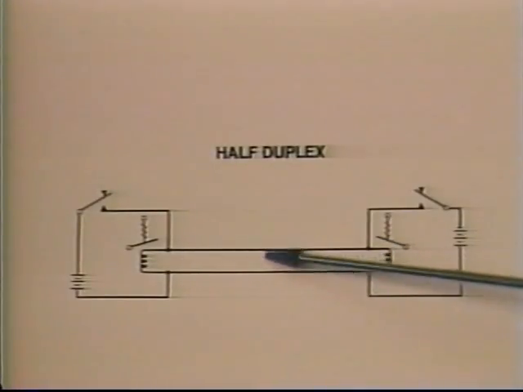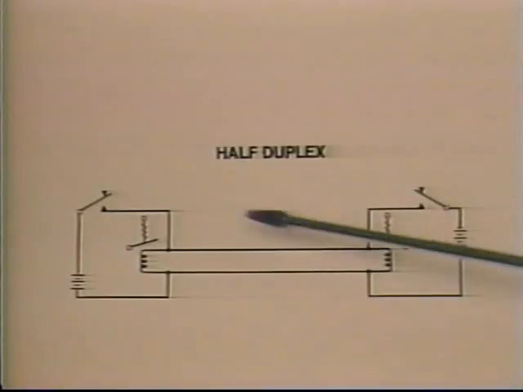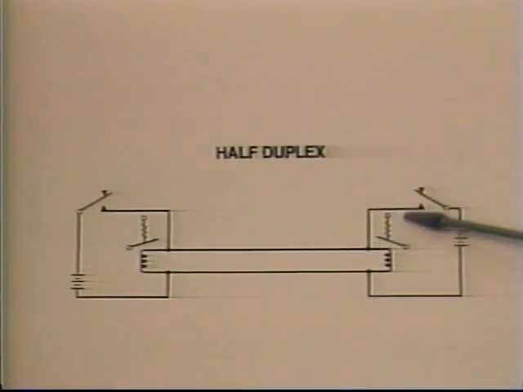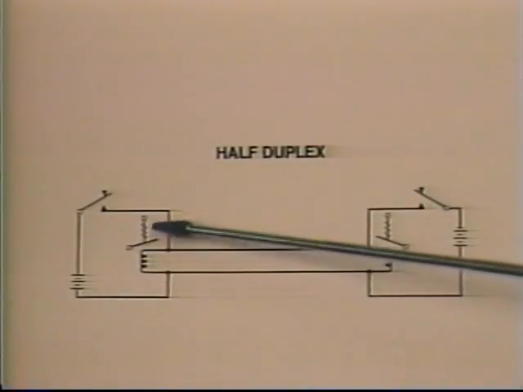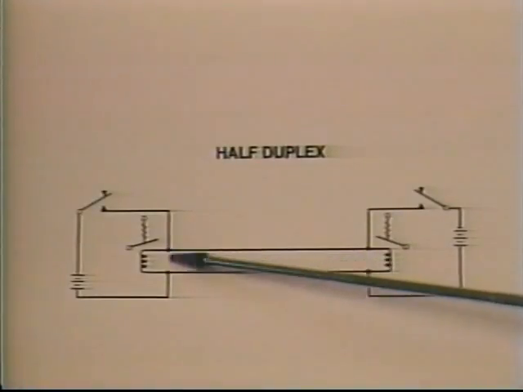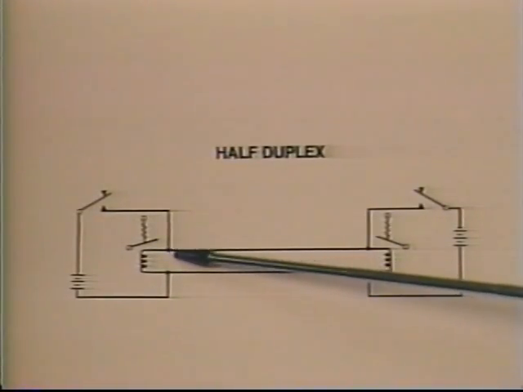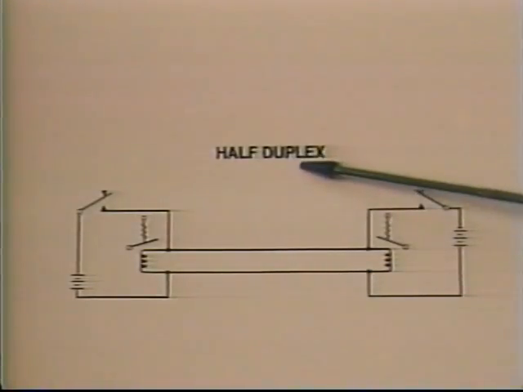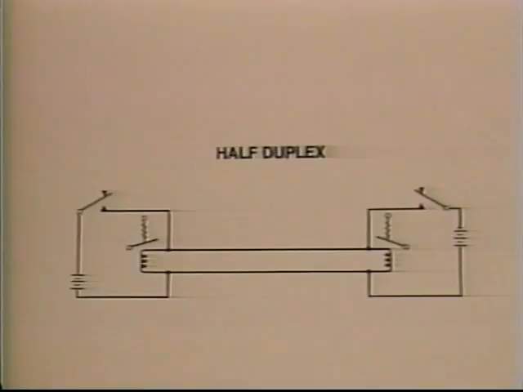Because they share the one transmission line or link, only one operator can transmit at one time. This is because if both operators close their keys and send messages, the sounder will become confused. The Morse code symbols will begin to overlap. Now in this circuit, because it can transmit in both directions, we call it duplex. But because it can only transmit in one direction at a time, we call it half duplex.